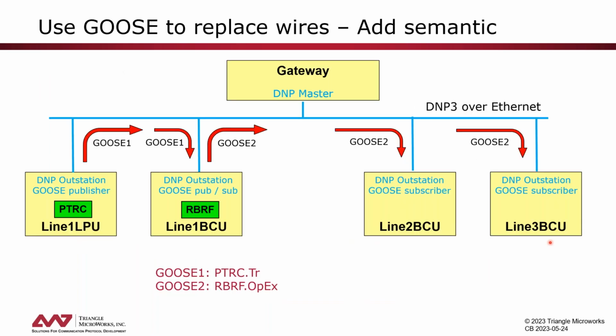As a result, we will now have the GOOSE messages that publish these signals, like ptrc.trip or rbfr.opx, over our communication network. They may be received by the BCUs, bay control units that interface to the other breakers. So that's the principle of that use case, where we can have DNP3 and IEC 61850 coexisting.